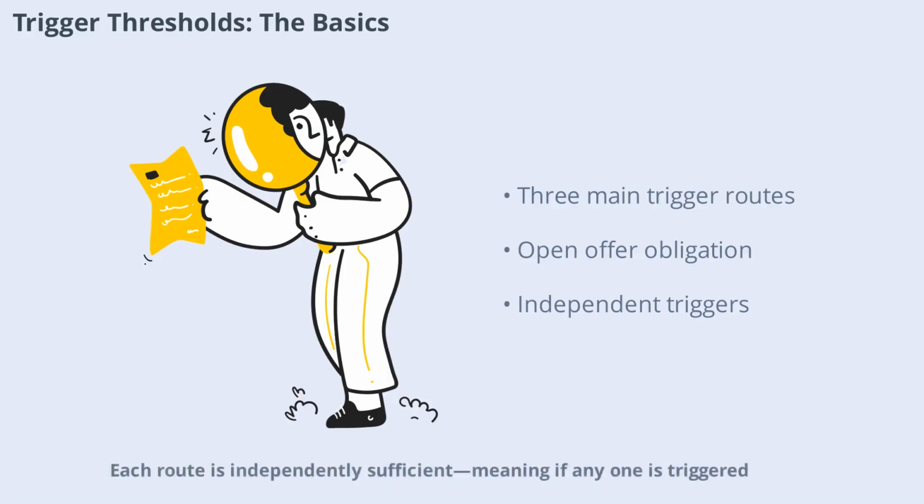Each route is independently sufficient, meaning, if any one is triggered, the open offer requirement kicks in. There's also a fourth route for indirect acquisitions, which we'll discuss later. Understanding these thresholds is crucial for anyone planning or analyzing a takeover.